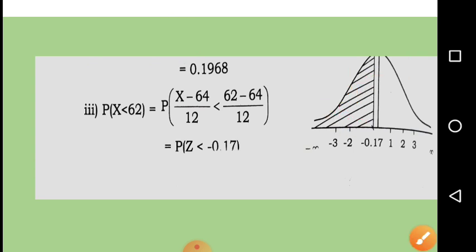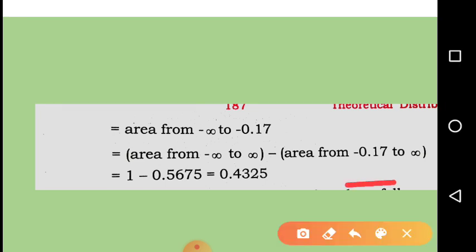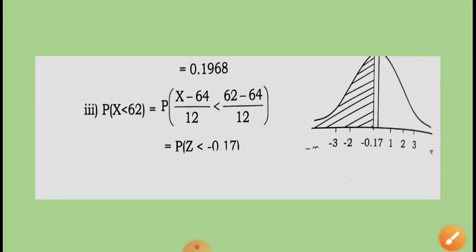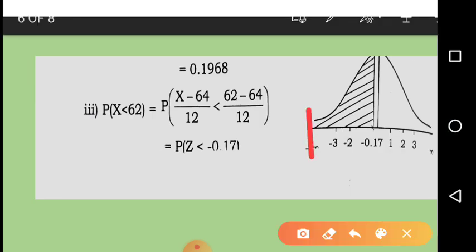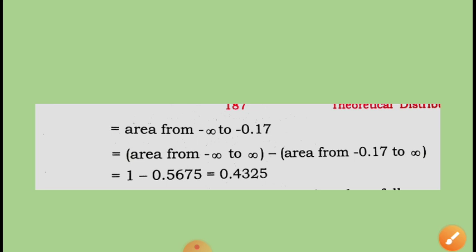Okay, so now you will write the area from minus infinity to minus 0.17. So how to find this area? You should write the area from minus infinity to infinity. Minus infinity to infinity is this entire area. Minus the area from 0.17 to infinity. Then this will remain. So you get 1 minus 0.5675 as the answer.